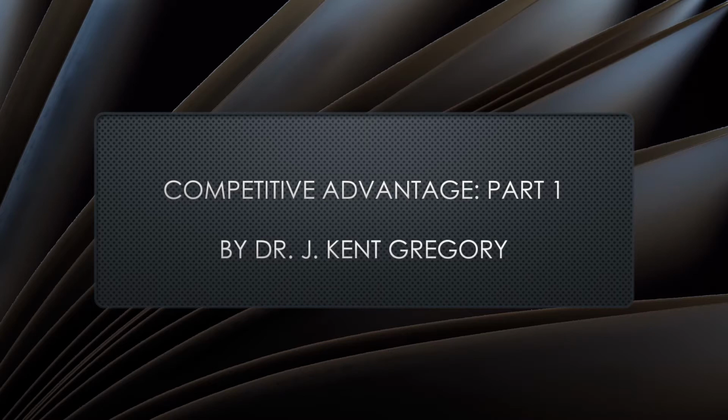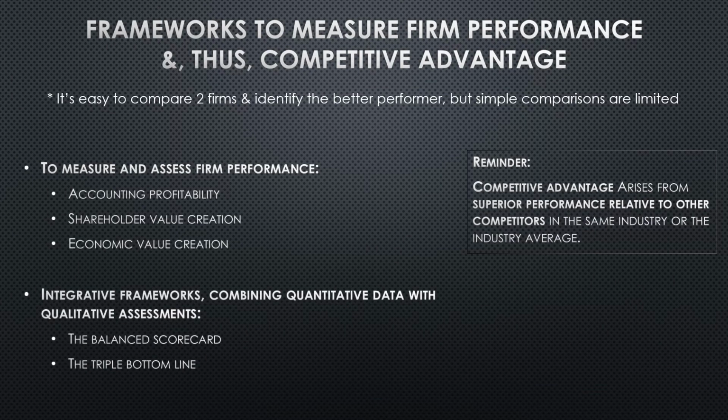What we'll be talking about today are various ways to measure competitive advantage. Among the ways to do this is looking at firm performance, and we can do that through accounting profitability, shareholder value creation, and economic value creation. There are also integrative frameworks that combine quantitative data with qualitative assessments, and these are the balanced scorecard and the triple bottom line.